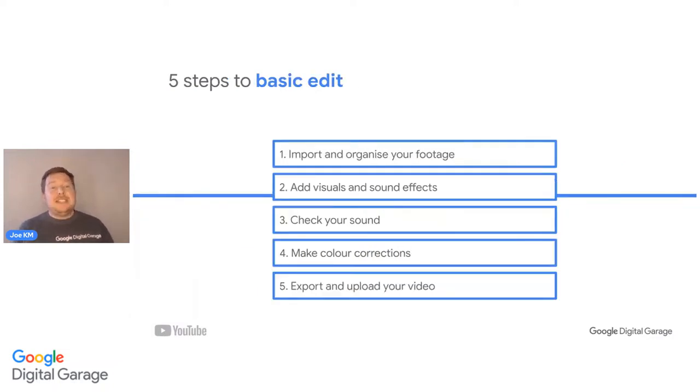So the 5 basics for editing: import your footage and organize it. So you've got it in times, what you're talking about. So then when you're editing, it's even easier. Add the visuals and sound effects afterwards. Check the sound and double check the sound. Do we need to make any color corrections? Make notes of what you're doing because you can apply it to other videos in the future. And then export your video and stick it up onto YouTube.